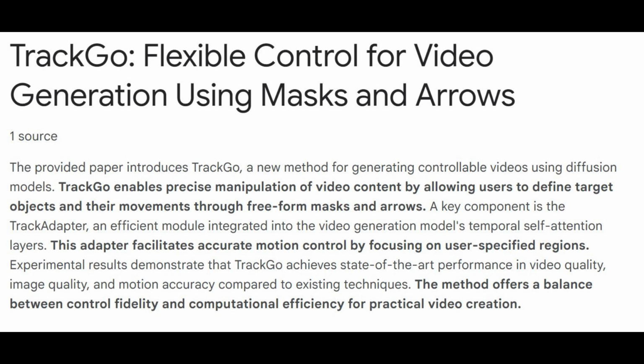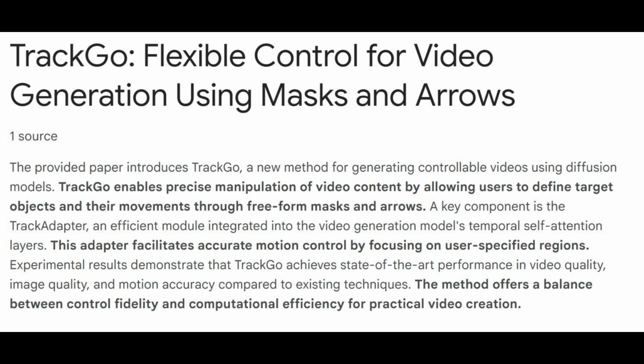And what's even more impressive is that the TrackAdapter has this dual branch architecture. Dual branch, interesting. What's that all about? Well, one branch focuses specifically on the object you've masked, like that bird we were talking about. It makes sure that bird follows your exact trajectory. The other branch keeps an eye on the rest of the video, making sure the background stays consistent and doesn't get messed up by the bird's movement. Ah, that's smart. So it's like a conductor leading an orchestra, making sure each instrument plays its part perfectly, but also making sure the whole symphony sounds harmonious. That's a perfect analogy. And this dual branch design is one of the big reasons why TrackGo is so effective. It's what allows for such precise object motion, but keeps everything else looking natural and in place.